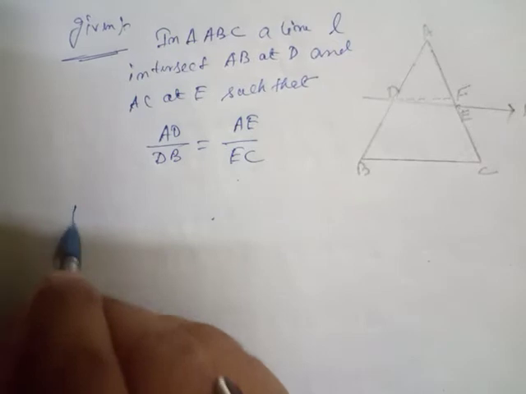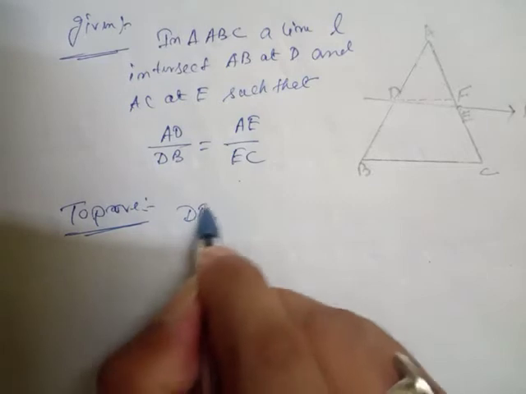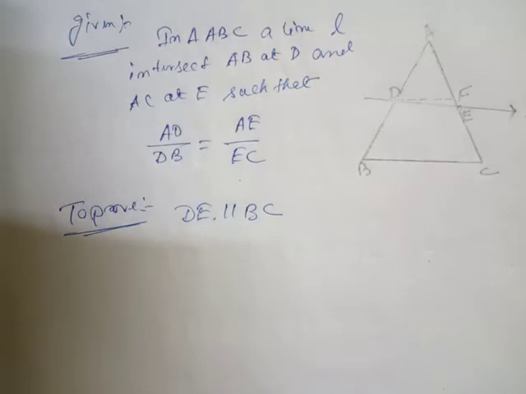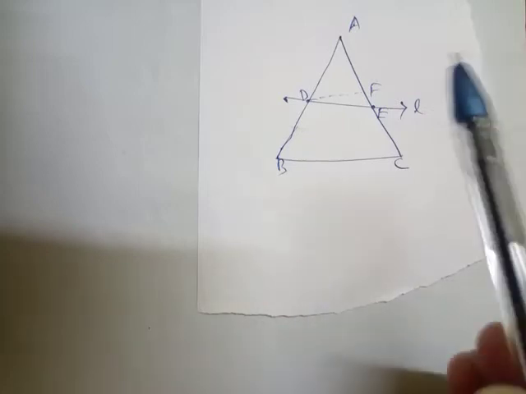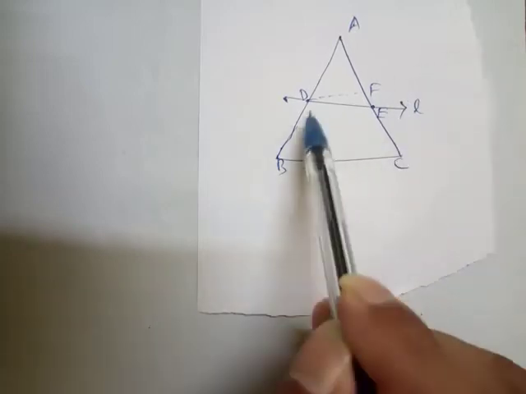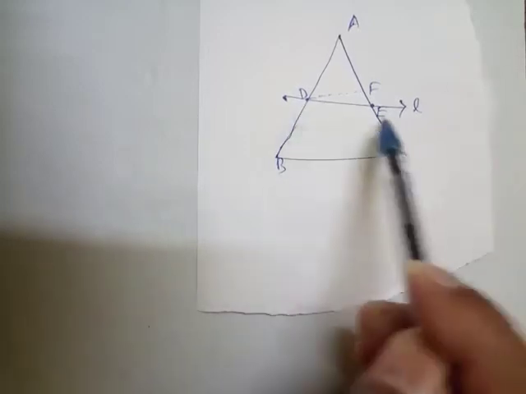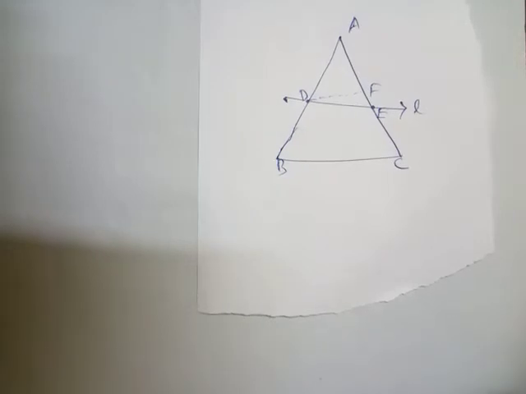Now to prove, we'll prove here that DE parallel to BC. We'll have to prove this one, DE parallel to BC. Now let's start the proof. Students, this is a rough sketch I have drawn here for proving this 6.2 theorem. Now before starting the proof, just a thought that DE is not parallel to BC. It is just a thought. If it is not parallel to BC, then we may take DF parallel to BC. So let's have a look now.